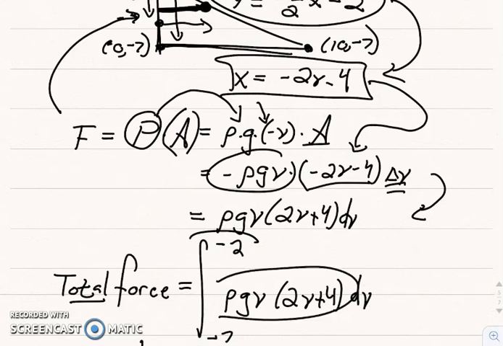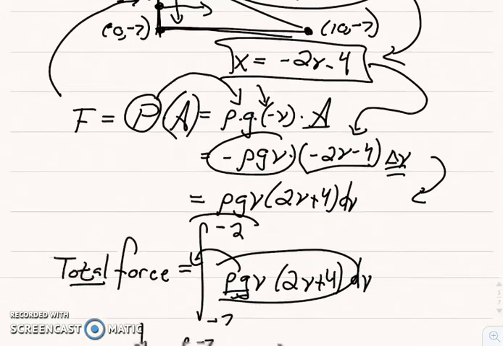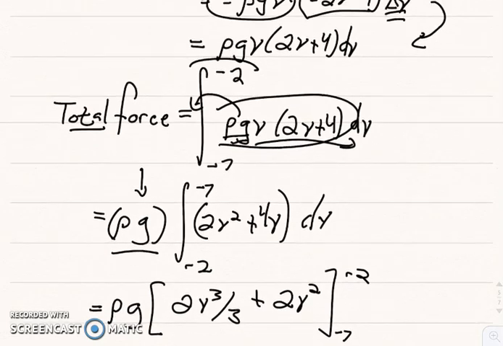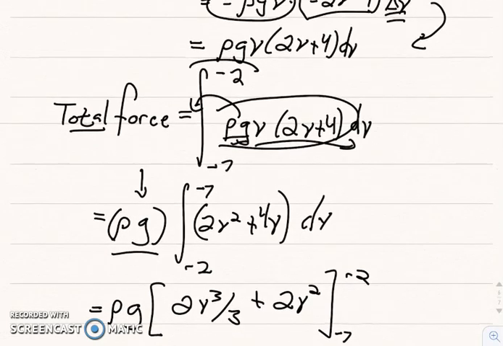And now all that remains is to calculate the value of this integral. This rho and g, of course, are constants, so we can move these right outside of the integral and write this as the constant rho g times this integral. Distributing the y across this binomial gives us 2y squared plus 4y. The antiderivative of 2y squared plus 4y is 2y cubed over 3 plus 2y squared. Then we evaluate that from negative 7 to negative 2.